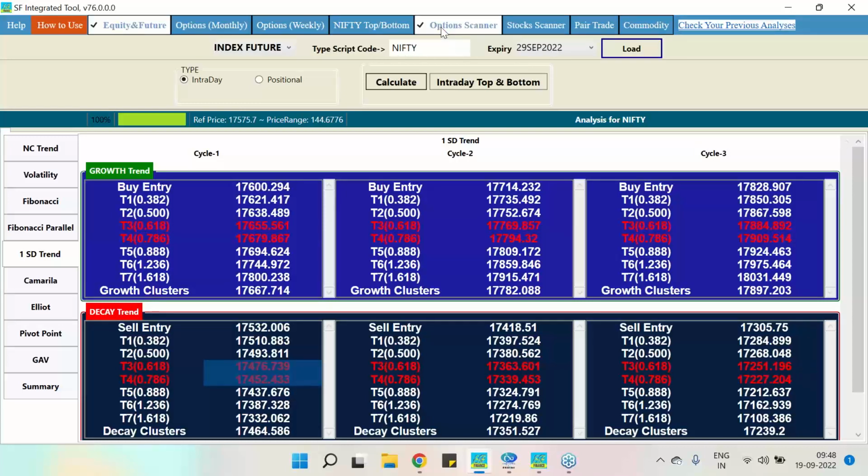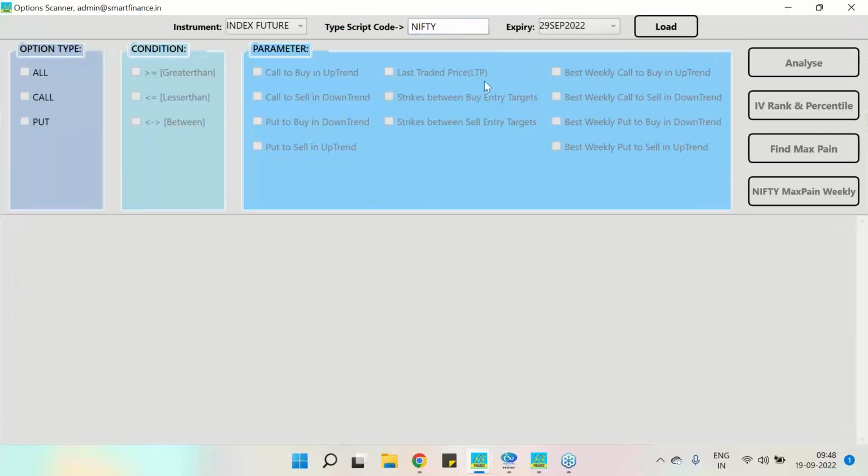Over to Srikant. Hello traders. We are going to see the option scanner and how it works. So I'm loading the data. It is being loaded, and now I'm selecting.